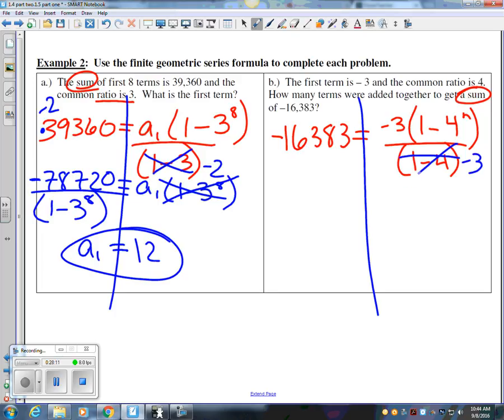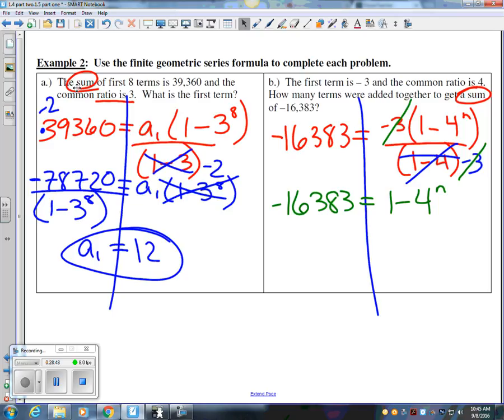Okay. Now, you can multiply by -3 like we did on the other one. Does anybody see a shortcut right here? The -3's cancel. If you don't notice that and you work it out, you'll get the same answer, okay? But that is a shortcut. The -3's cancel on this one. They don't always do that, but on this one they do. So let's roll with it. So -16383 equals 1 minus 4 to the n. I'm going to drop the parentheses now since there's nothing that I'm multiplying by with it.